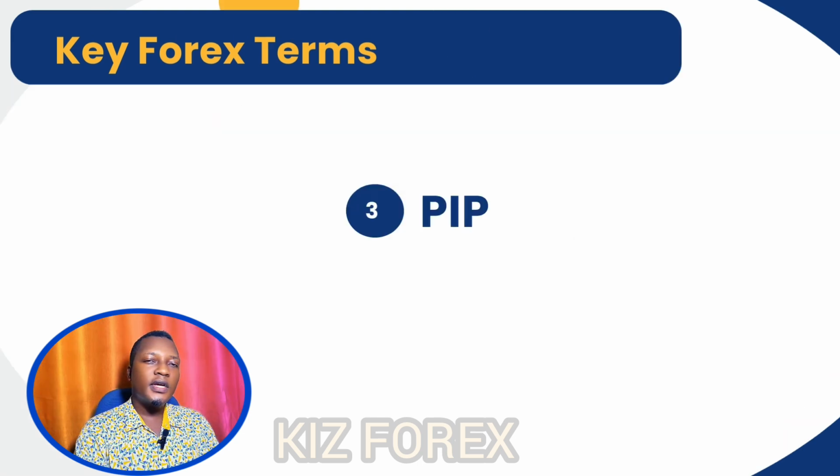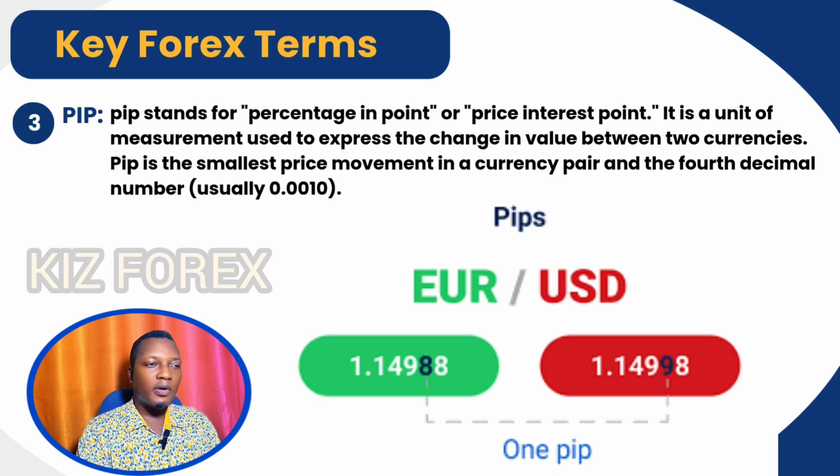The third terminology that you need to know if you want to learn about forex trading is, of course, pips. Now, what is a pip? The pip is regarded as the percentage in price point, or you can call it the price interest point. This is what the pip represents. Now, what is this pip all about? The pip is a unit that is used to measure the change between the two different currencies that are being quoted.